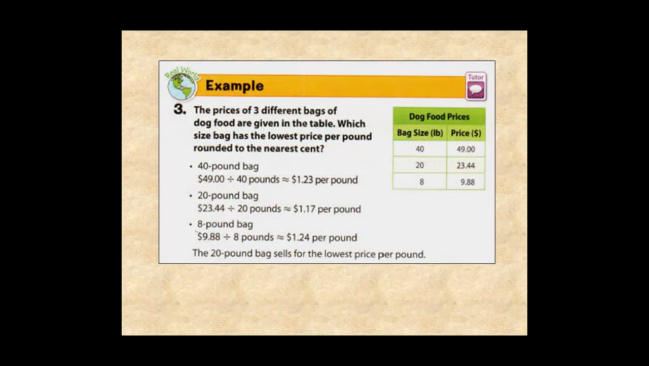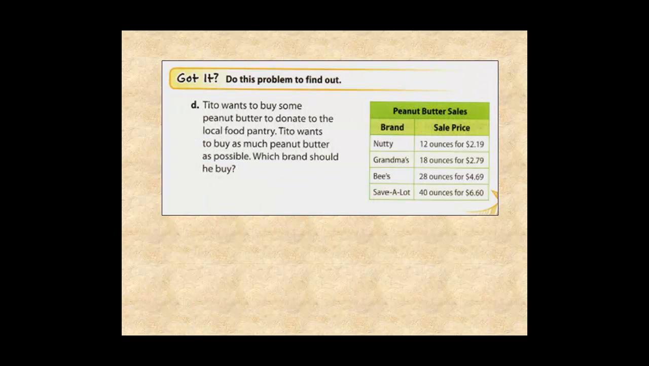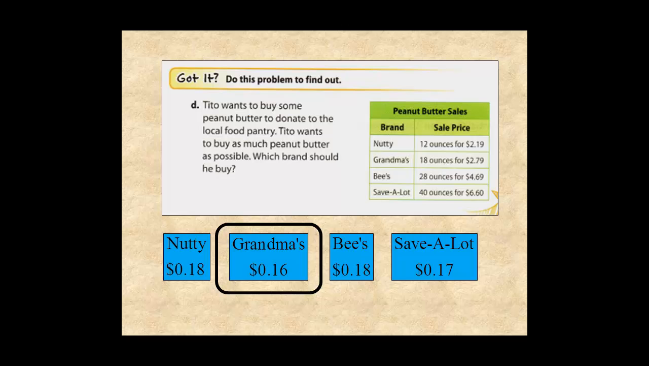In order to compare prices, use the information in the table to calculate unit prices for each brand of dog food. Use a calculator and round to the nearest cent. At about $1.17 per pound, the 20-pound bag has the lowest price. If you think you've got it, pause the video and try this problem. Grandma's brand at about 16 cents per ounce is the best buy.